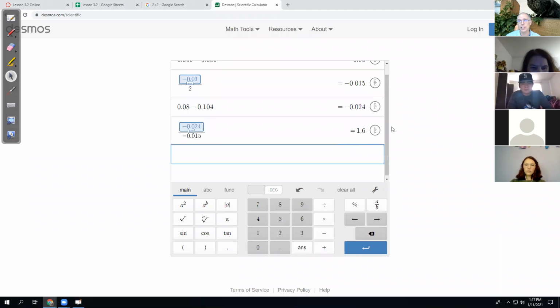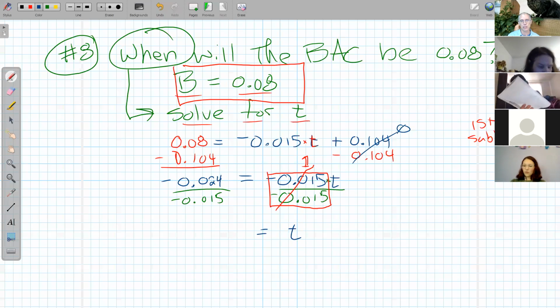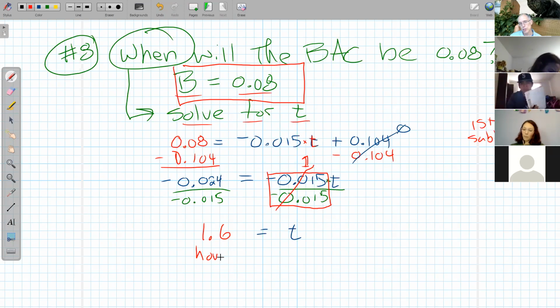Did anyone else get that? Positive, right? Positive, yeah, because a negative divided by a negative is a positive, correct? Mm-hmm. Did anyone else get 1.6? I did. Okay.